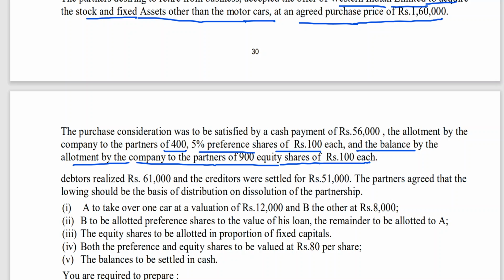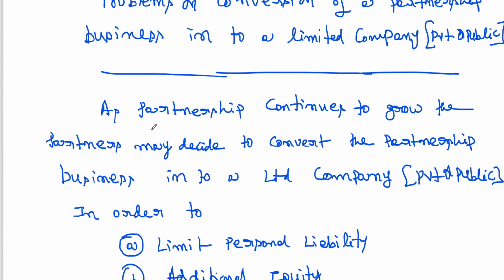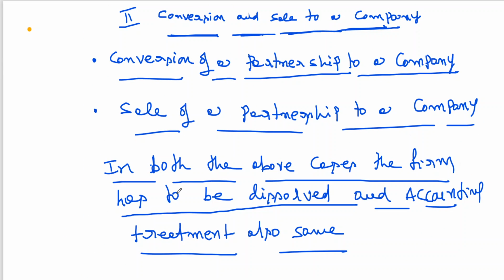So I told you when we are working out the problem, all entries are the same except some additional entries. We are having a combination of problems of conversion of a firm into company and sale of a firm. For sale also the treatment will be the same. We don't have a specific problem like that. Maybe 1 or 2 problems, but most of the problems are based on sale of firm to company. I told you in both cases, conversion of a partnership to a company and sale of partnership to a company, the firm has to be dissolved and the accounting treatment is also the same.